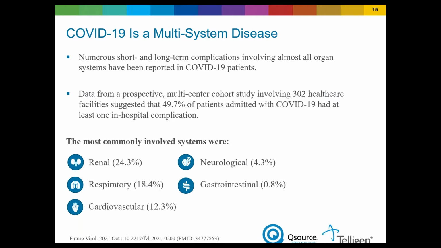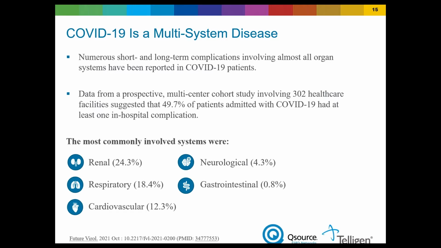COVID-19 is a multi-system disease. Numerous short and long-term complications involving almost all organ systems have been reported in these patients. Data from a prospective multi-center cohort study involving 302 healthcare facilities suggested nearly 50% of the patients admitted with COVID-19 have had at least one in-hospital complication.